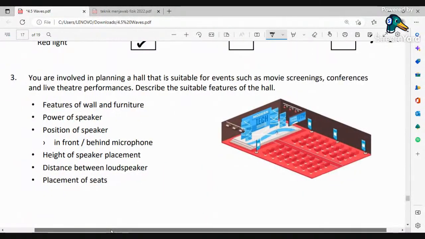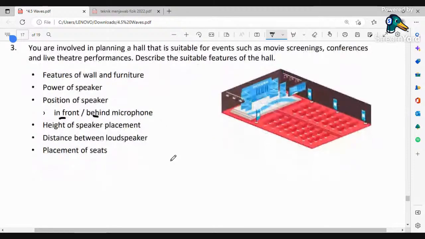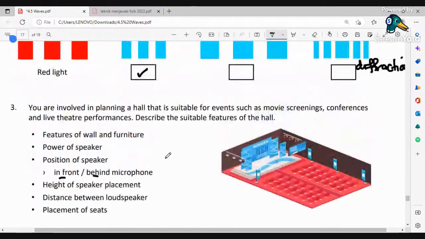Okay, next for number 6. You are involved in planning a hall that is suitable for events such as movie screening, conferences, and live theatre performances. Describe suitable features of the hall. Okay, so features of the wall and furnitures, power of speaker, position of speaker in front or behind, height of speaker placement, distance between loudspeaker, placement of seats. Look at the hall here, you can observe. Maybe you can imagine our school hall.